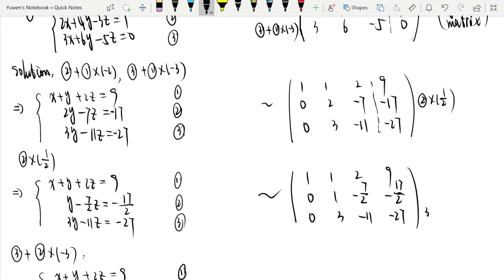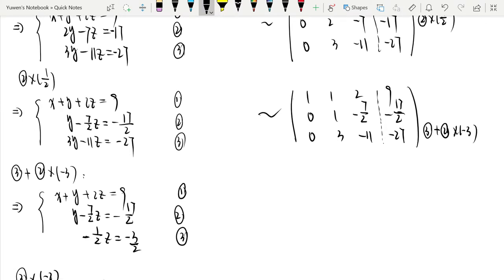Then the third, we separate the inhomogeneous part with the coefficient by the dashed dots. The third equation plus the second equation times -3. Now we got actually the same operation for the linear system.